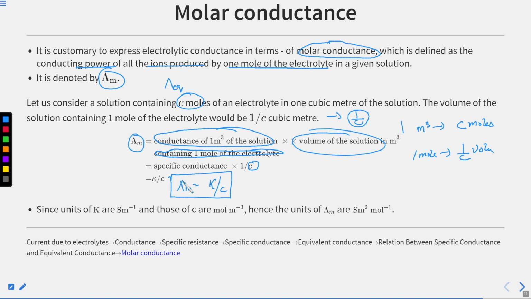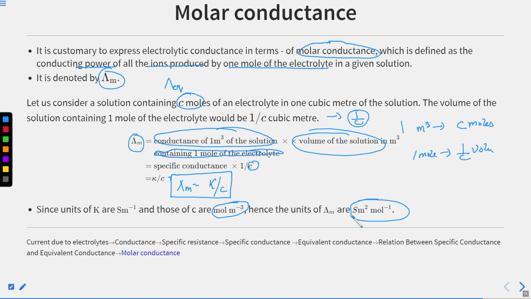Its unit: kappa unit is Siemens per meter, and concentration unit is mole per meter cube. So the overall unit will be Siemens meter square per mole. So this is the thing about molar conductance. Till now we have seen various ways of defining or quantifying the current in an electrolytic solution. The important ones were equivalent conductance and molar conductance.